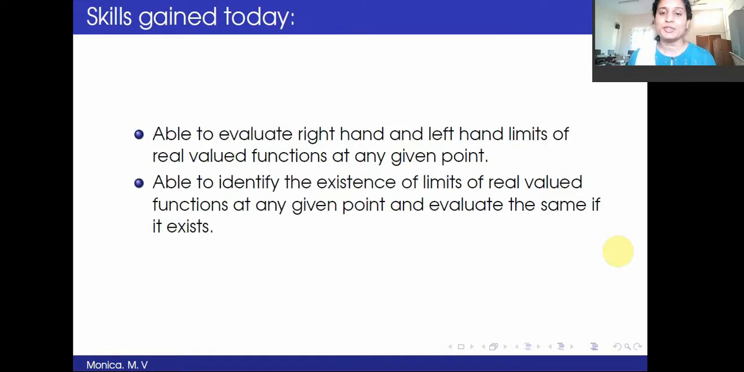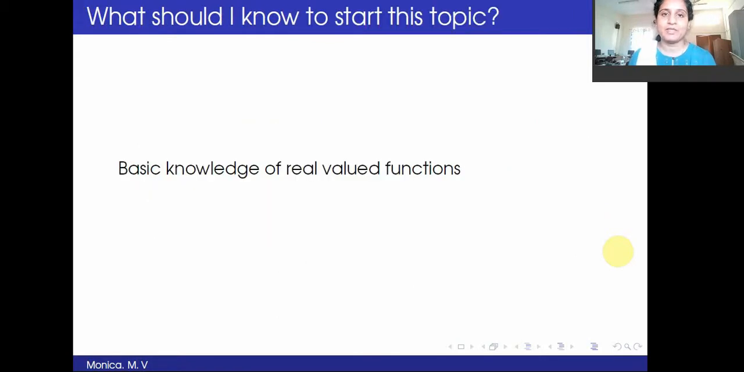And at the end of the video, what do you learn? You will learn to evaluate the right and the left hand limits of real valued functions at any point given to you. You will also be able to identify whether the limit exists at any given point and also evaluate that particular limit if it exists. So what should you know to understand this video? You don't need to know much, you simply need to know what is a real valued function.